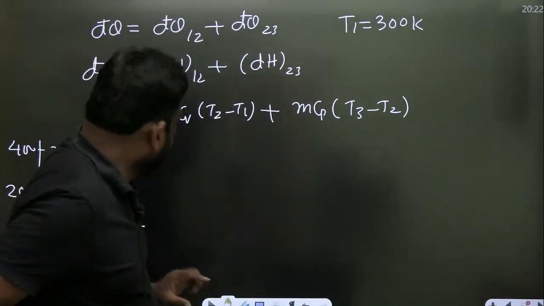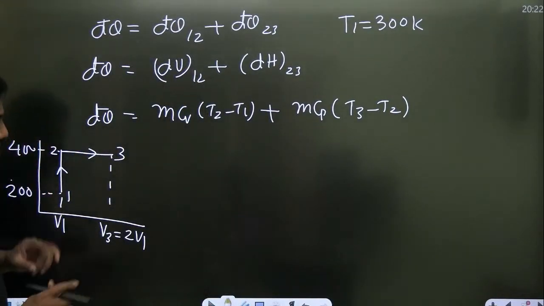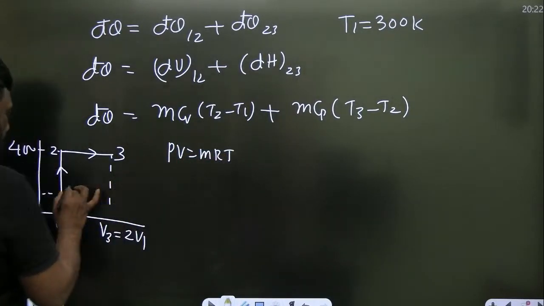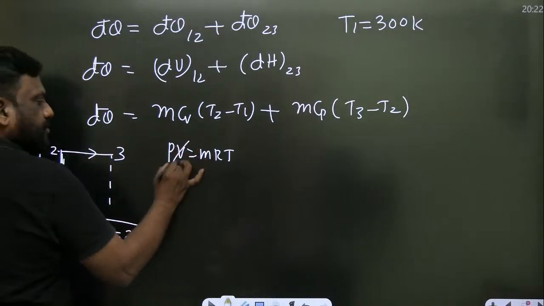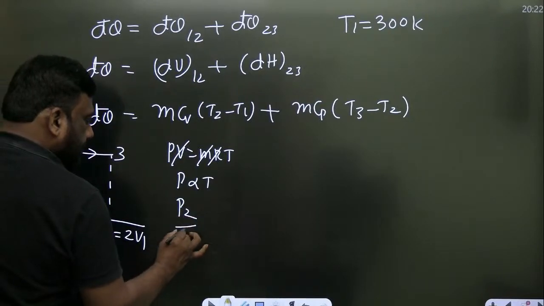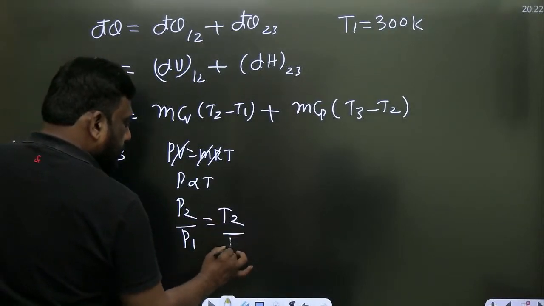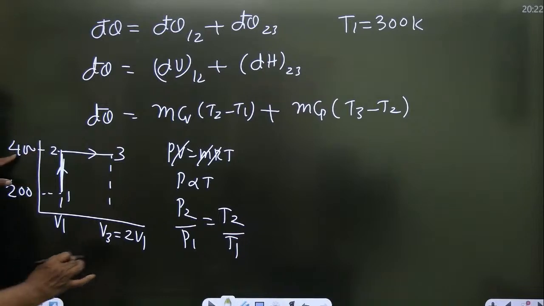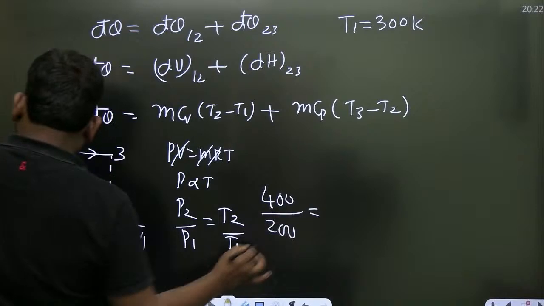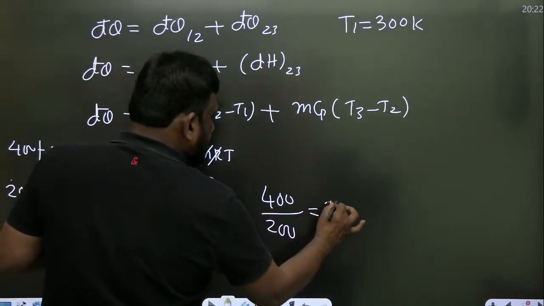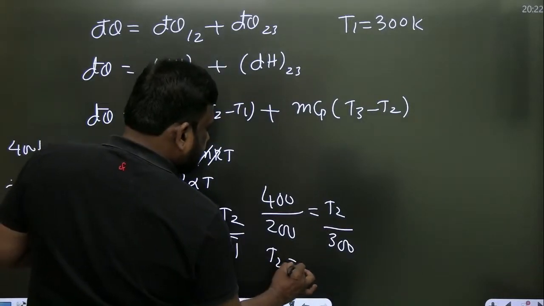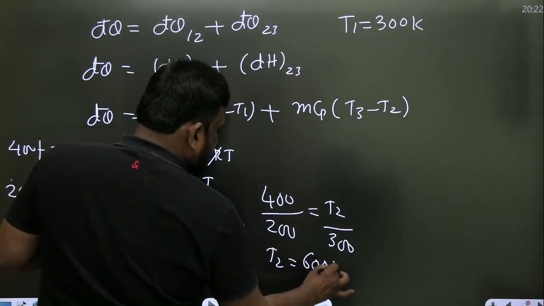Look here, 1 to 2 is a constant volume. PV is equal to mRT. I am applying it for 1 to 2. When volume is constant and mass is constant, pressure is directly proportional to temperature. So P2 by P1 is equal to T2 by T1. What is P2? 400. And what is P1? 200. 400 by 200 is T2 by 300. So how much is T2? 600 Kelvin.